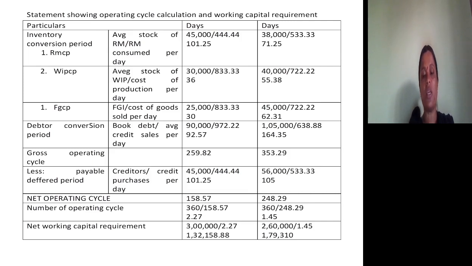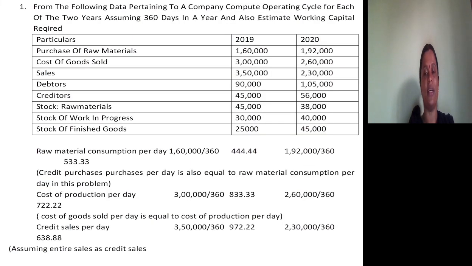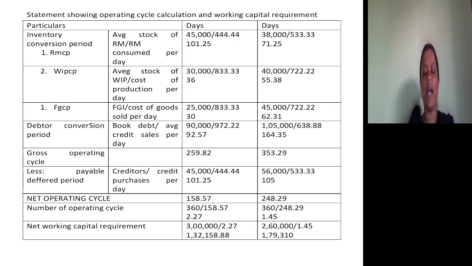So net working capital is equal to cost of sales divided by number of operating cycle. Here we do not have cost of sales, so we are assuming cost of goods sold as cost of sales. So 3 lakh divided by 2.27 is 1,32,158.88. 2,60,000 divided by 1.45 is equal to 1,79,310. So this is how we arrive at answer.